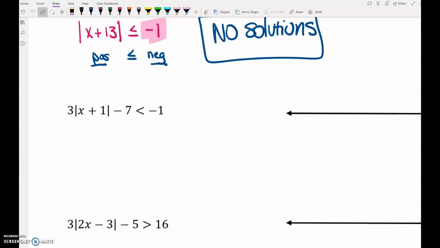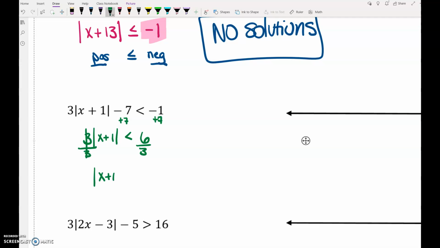What would you do first? Add 7. So 3 times the absolute value of x plus 1 is less than 6. We would have to divide by 3. When you divide the left side by 3, all it does is cancel that 3 out. Absolute value of x plus 1 is less than 2.